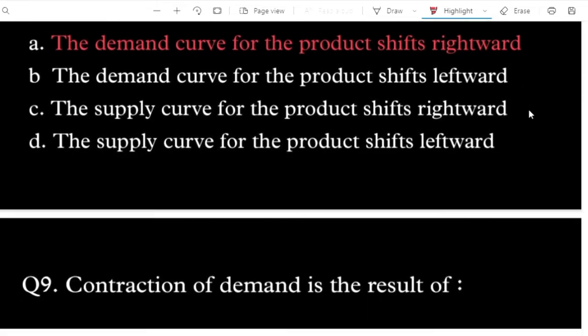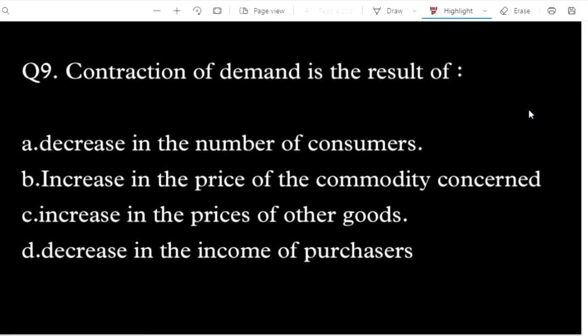Moving on to second last question. Contraction of demand is the result of dash. Option A, decrease in the number of consumers. Option B, increase in the price of the commodity concerned. Option number C, increase in the prices of other goods. Or option number D, decrease in the income of purchasers. The correct answer will be increase in the price of the commodity concerned.